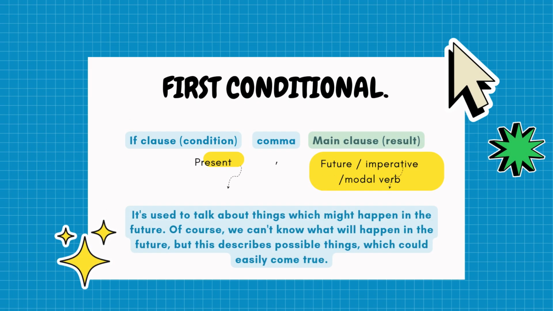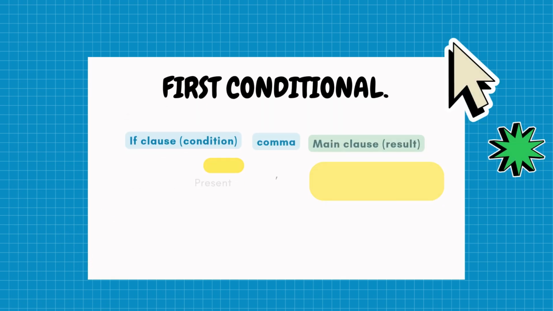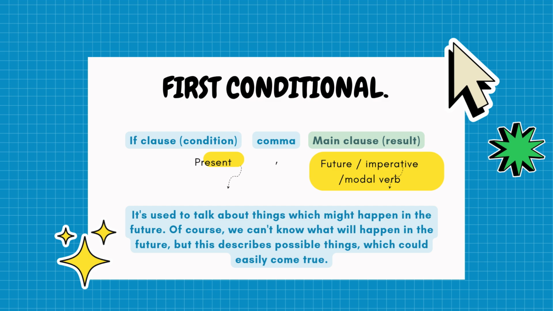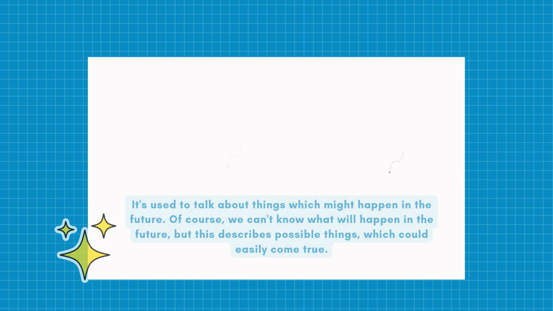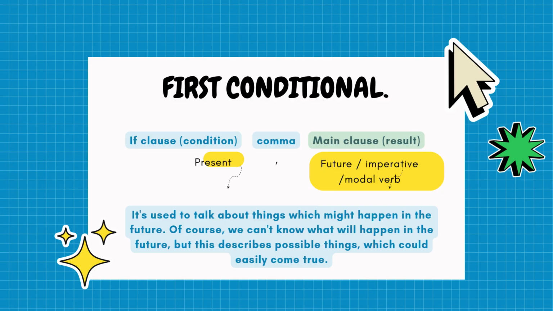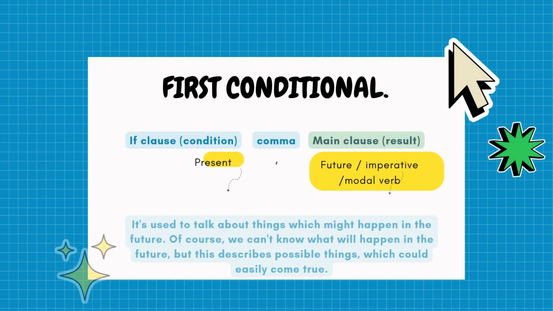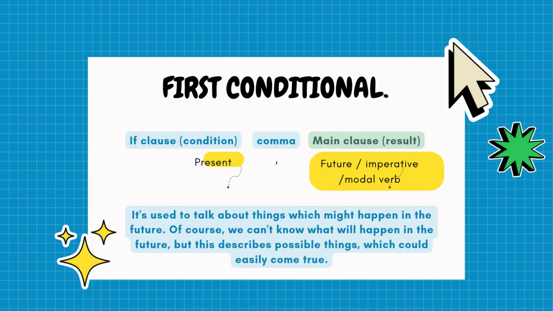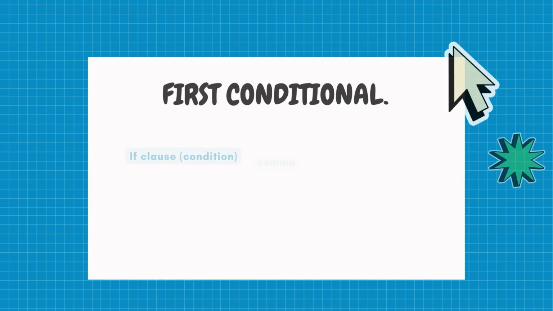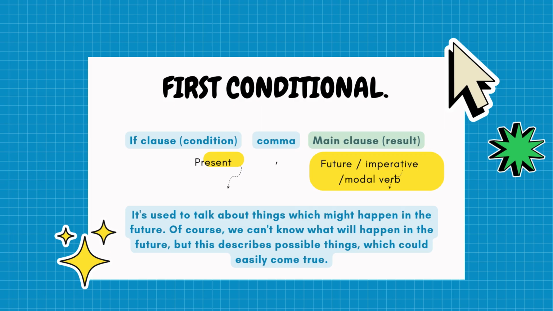First conditional. If clause, condition, present, comma, main clause, result. Future, imperative, modal verb. It's used to talk about things which might happen in the future. Of course, we can't know what will happen in the future, but this describes possible things, which could easily come true.